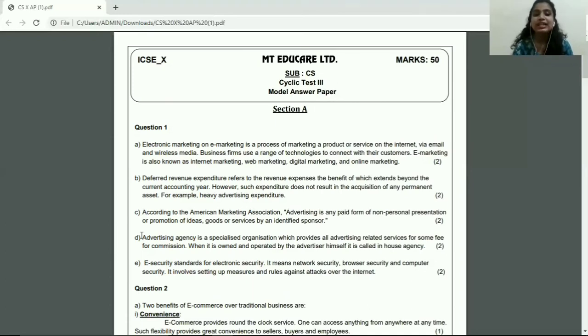What do you mean by e-security? Again, you can elaborate this nicely. You can add more explanation to this. E-security stands for electronic security. This has to be there in your answer. It means network security, browser security, and computer security. It involves setting up measures and rules against attacks over internet. You can add even more explanation to this answer. The more explanation you write, the better your answer is, right? And it helps you fetch good marks.